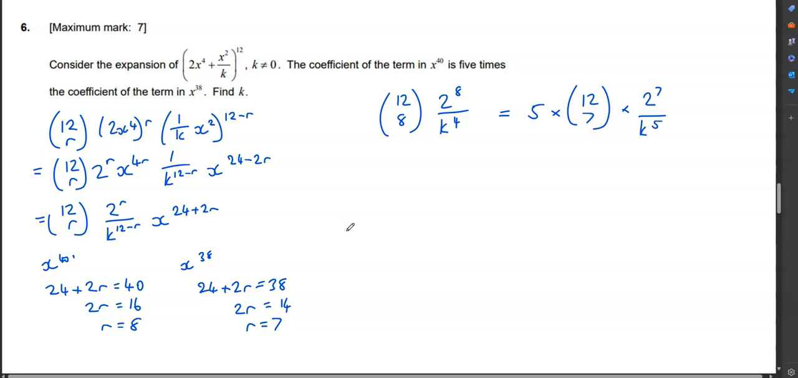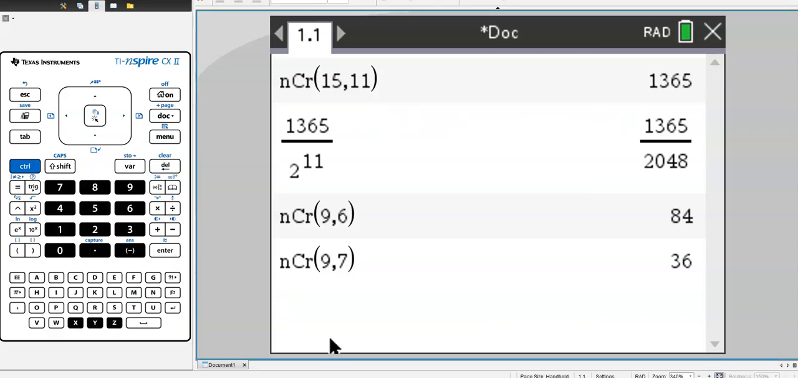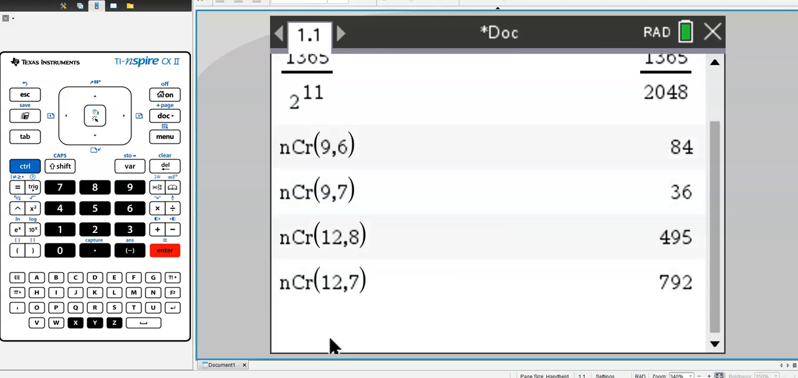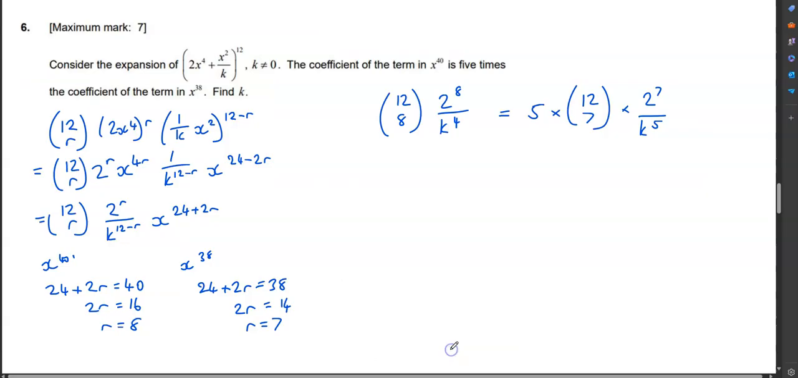Okay, let's evaluate 12 choose 8 and 12 choose 7. nCr 12 choose 8, that's 495 and 792. So 495 times 2 to the 8 over k to the 4 equals 5 times 792 times 2 to the 7 over k to the 5.